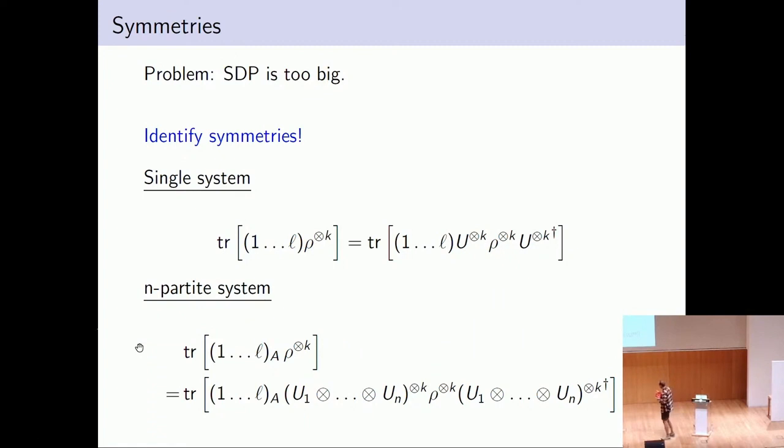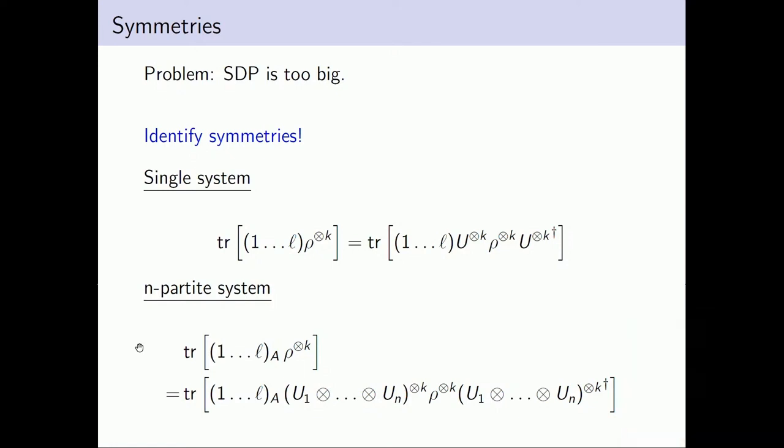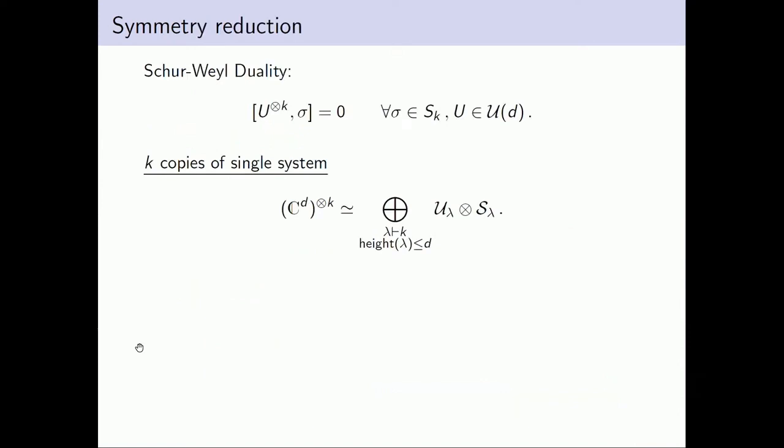Now for an n-partite system, actually the same holds. So for every subset A, we have permutations acting on it, and if we fine-grain now these unitaries into U1 to UN, and let it act K times, then it's also invariant under that operation. And of course the reason for this is the Schur-Weil duality. So that means that if you have permutation acting on tensor product states by permuting the subsystems, then this operation commutes with acting with K copies of the same unitary. Yeah? So for all sigma in SK and all unitaries in the unitary group, these two actions commute.